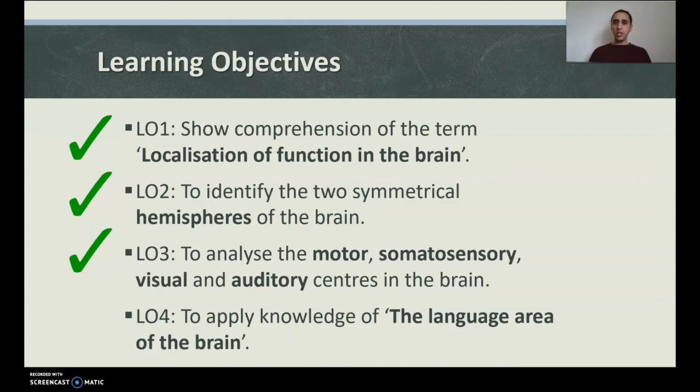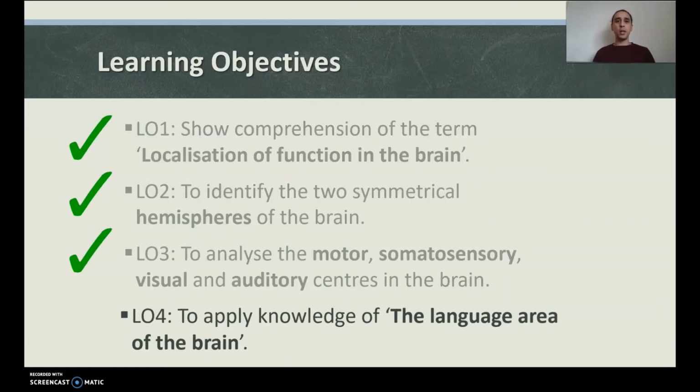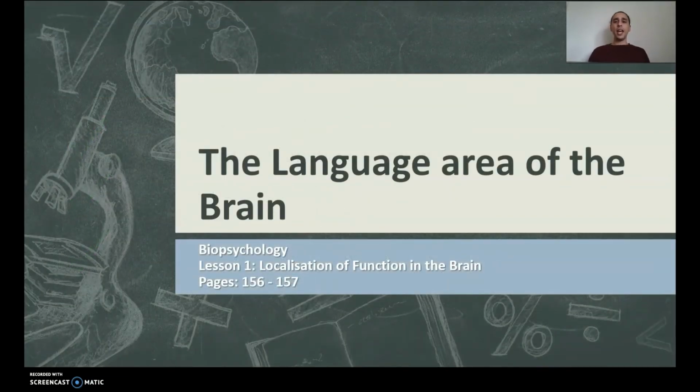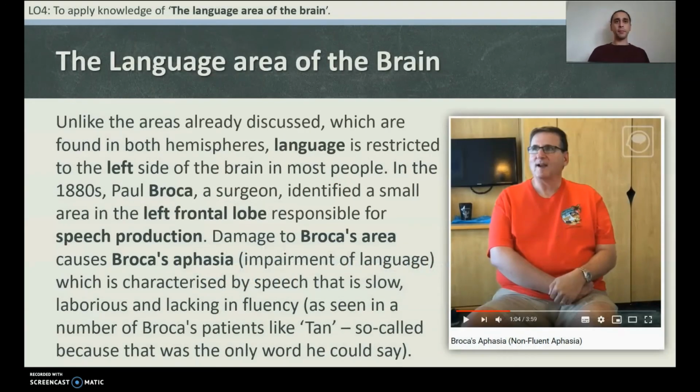Right. Learning objective 4, final bit. To apply knowledge of the language area of the brain. Ooh, there's a language area. We learned about all these 4 different areas, but there's a language area as well. Let's find out about that. The language area of the brain.